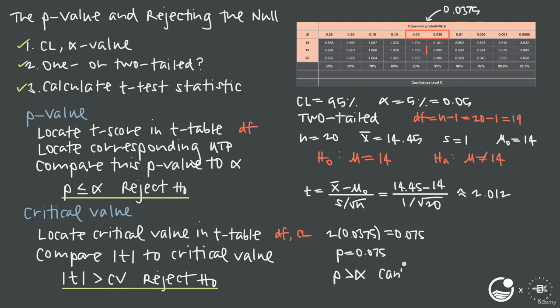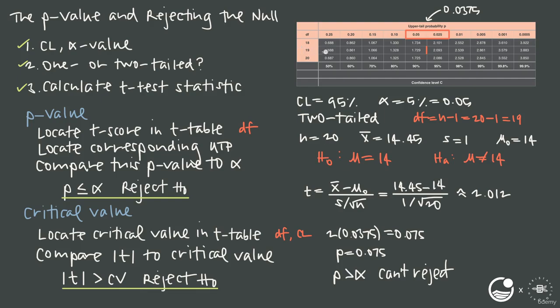We can't reject the null hypothesis. If instead of using the p-value approach, we use the critical value approach, then our first step is to locate the critical value in our t-table. What that means is that we look up degrees of freedom and our confidence level. So here, for this example, we know we're at 19 degrees of freedom at a confidence level of 95%.